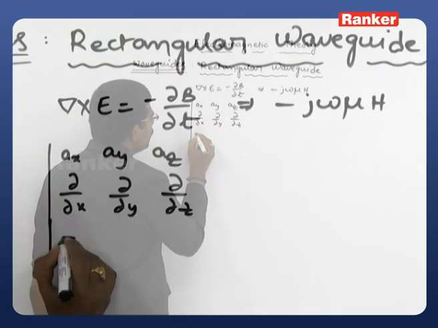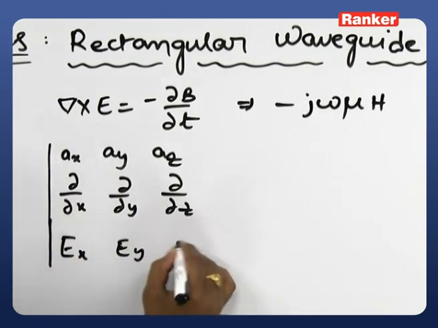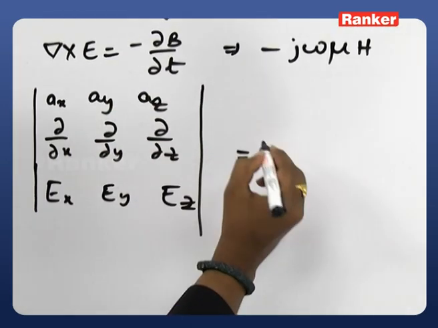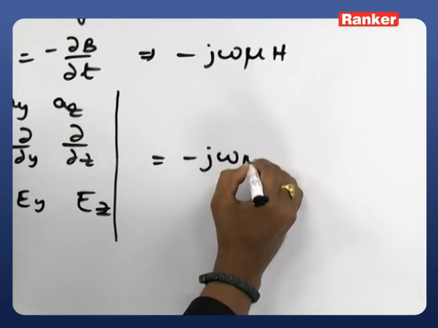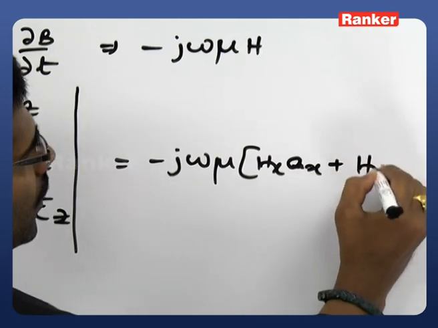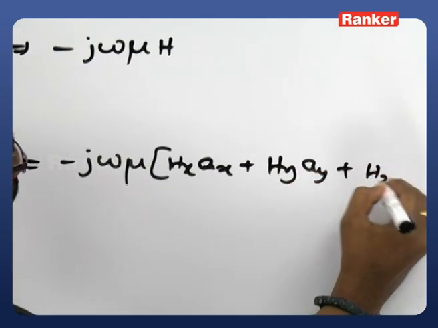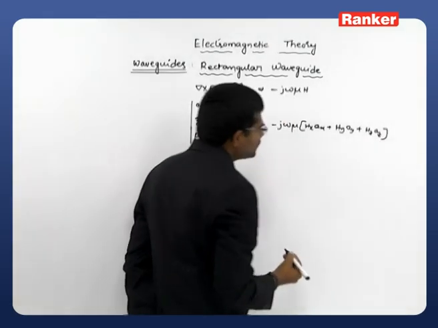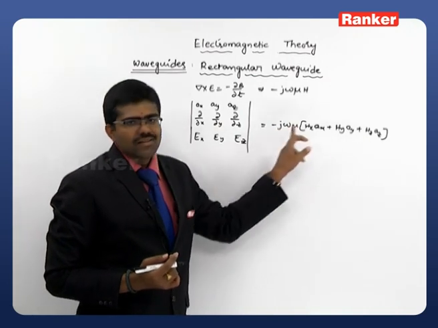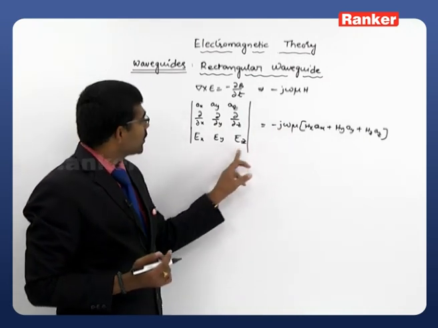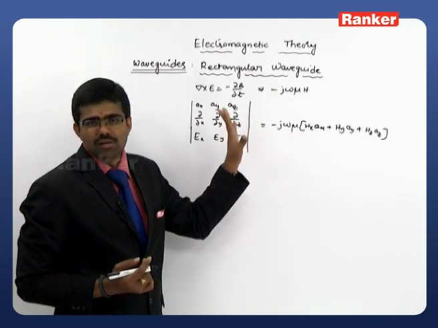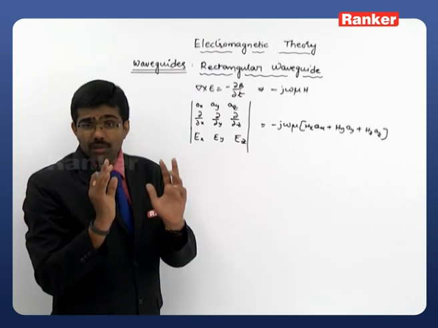And instead of E, you can write Ex, Ey, Ez. This is the left hand side term that I expanded, this curl, which equals minus j omega mu (Hx Ax plus Hy Ay plus Hz Az). So using a simple Maxwell's equation, just expand this curl operator, and on the right hand side you will have this term. Now after simplifying, make the Ax terms equal, Ay terms equal and Az terms equal. Some set of equations you will get, keep them aside.